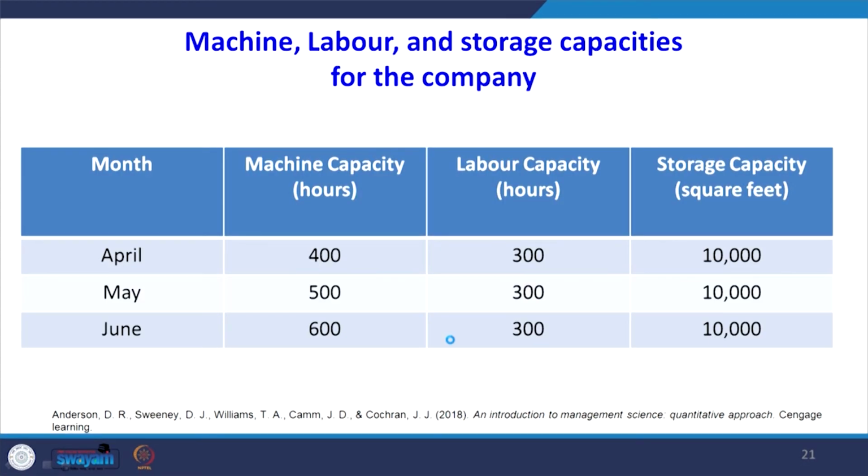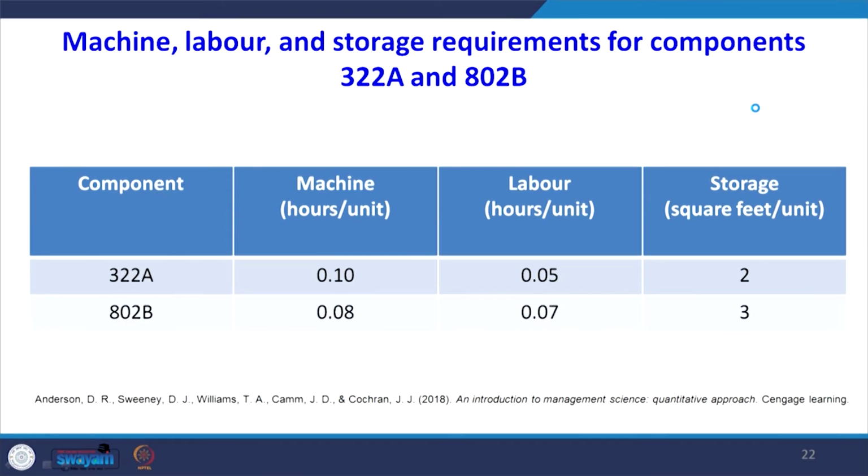Now, we will go for our capacity constraints: capacity for machine, labor and storage. So, we have machine capacity, the resources available: 400 hours in the April month, 500 hours in May and June. Similarly, for labor hours, and similarly for storage capacity, we have 2 products. This says how many hours per unit are consumed by product A in the machine, say 0.10, and 0.02 hours per unit are consumed by product 2. This is for machine, labor and storage.